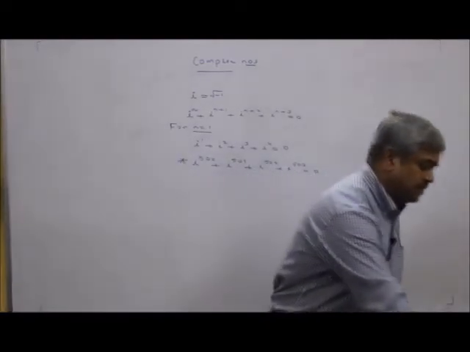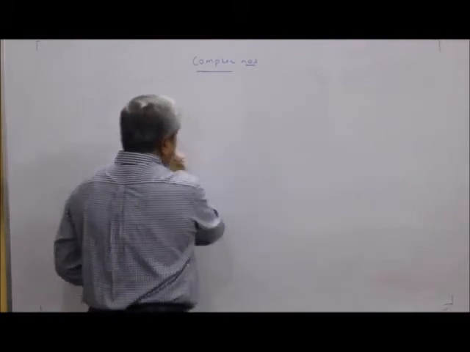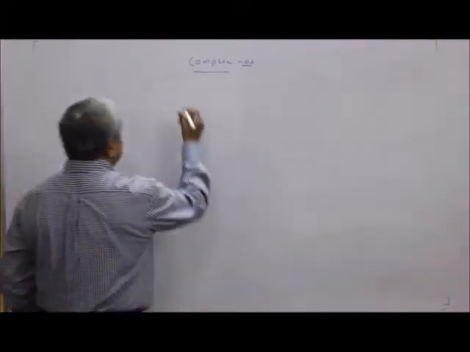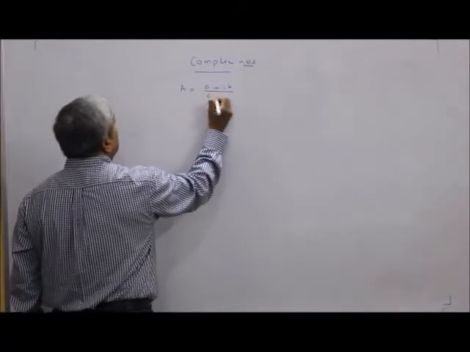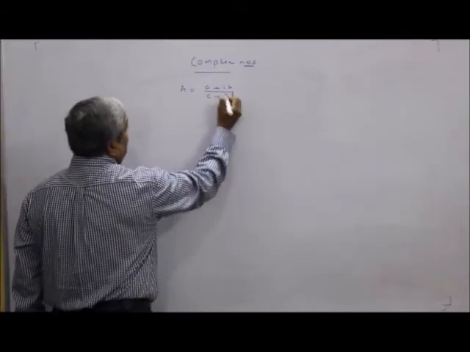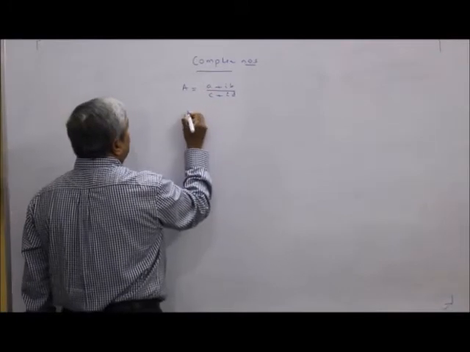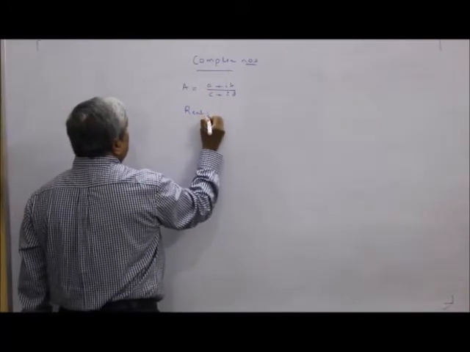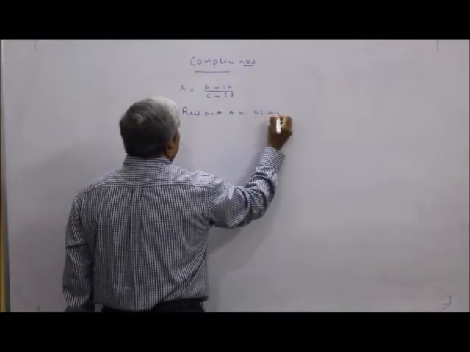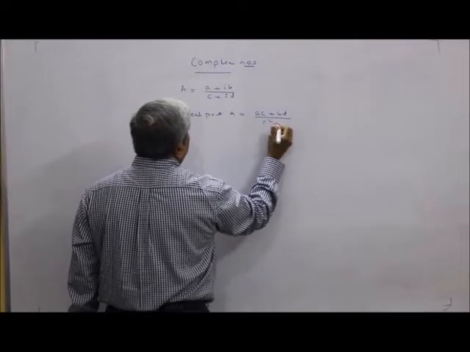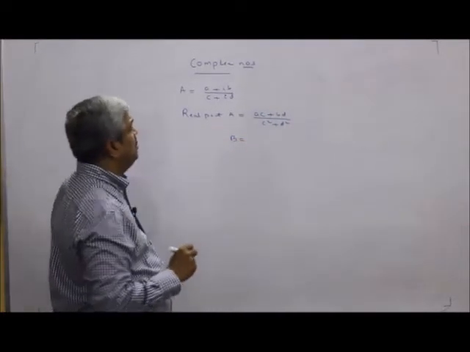Now, suppose you have a complex number of the form A equal to (a plus bi) divided by (c plus id). In this complex number, if you want to know the real part, I can write the real part of complex number A is (ac plus bd) divided by (c square plus d square).